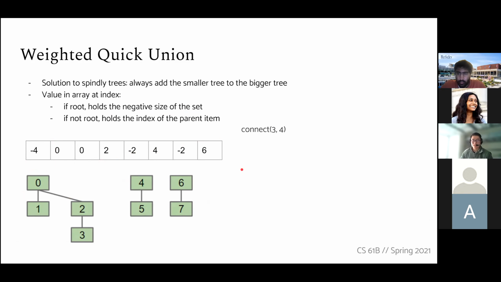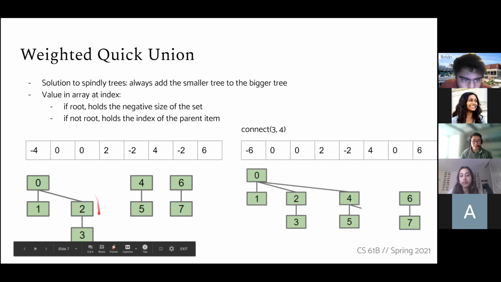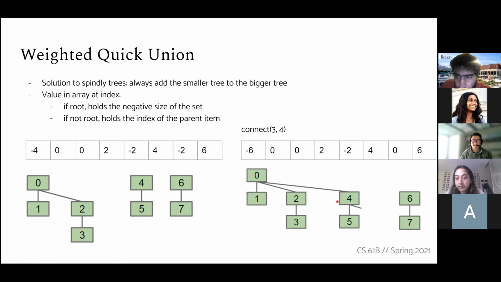So let's do a quick example, connect 3 and 4. In this case, when we connect 3 and 4, we note that this tree is of size 4 and that the little tree here of 4 and 5 is size 2. And again, we always add the smaller tree to the bigger tree. In this case, we would update our size from -4 to -6. And then we would also update the parent of index 4, which should now be 0.